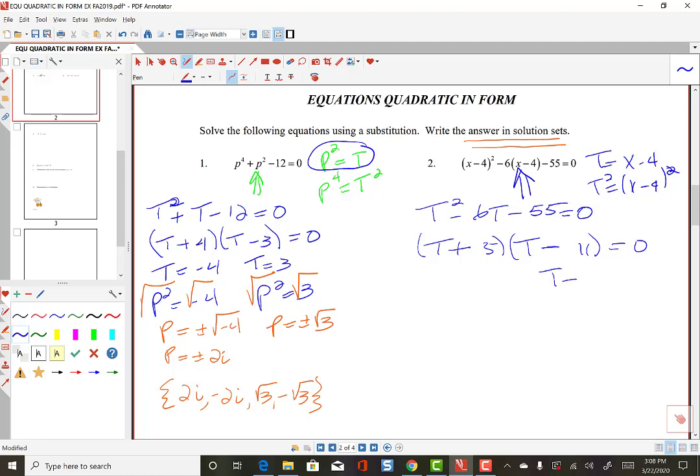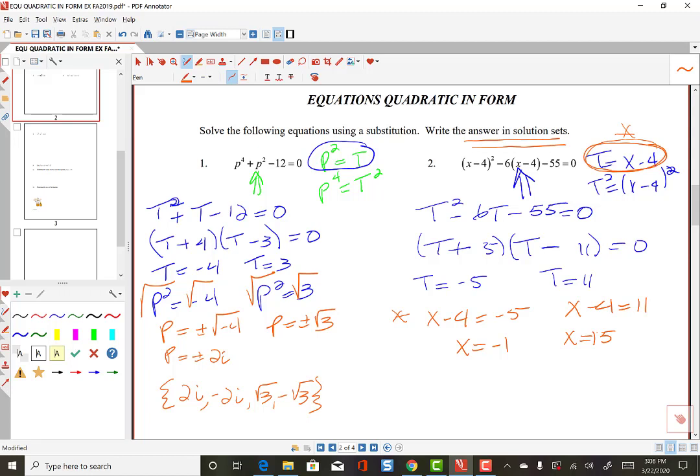So I get solutions of t is equal to 11, or that t is equal to negative 5. Now, as I said before, anytime you're doing a problem like this, you want to go back to the original variable. So we're going to go back to this one here. So I could say that x minus 4 is equal to negative 5, or that x minus 4 is equal to 11. So if I add 4 to both sides, in this case here, I get x is equal to negative 1. Over here, if I add 4 to both sides, I end up with x is equal to 15.